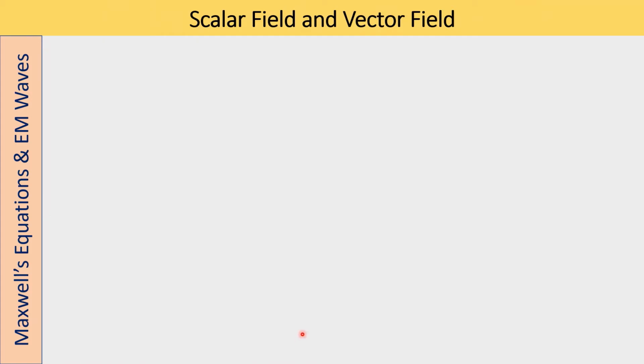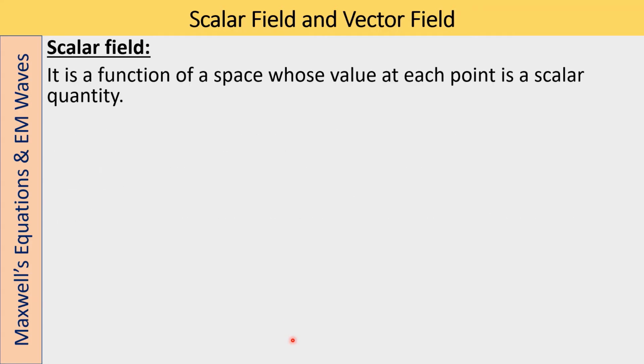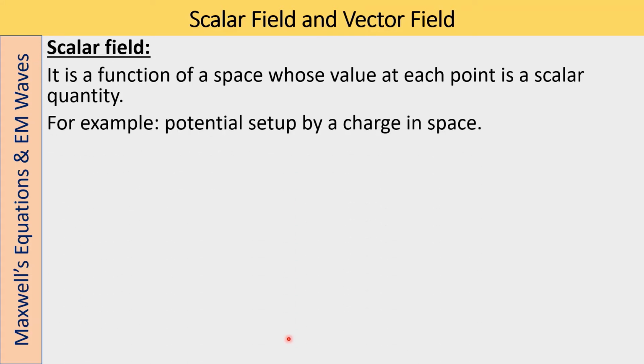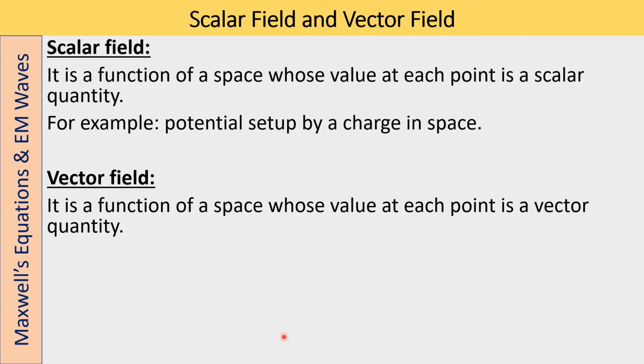Now the scalar and the vector fields. A set of functions of the coordinates of a point in space independent of time is known as a field. A field can be expressed by a scalar or vector field. First, the scalar field. A scalar field is a function of space whose value at each point is a scalar quantity. For example, the potential set up by the charge in space or the temperature. Next is the vector field. It is a function of space whose value at each point is a vector quantity.